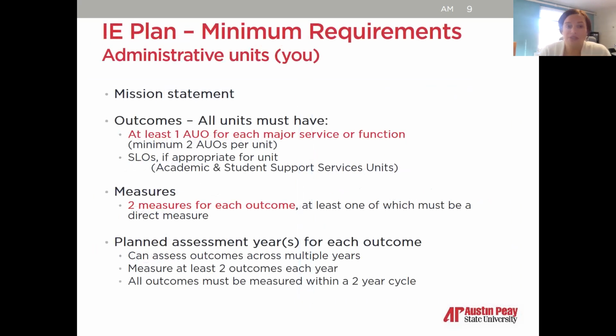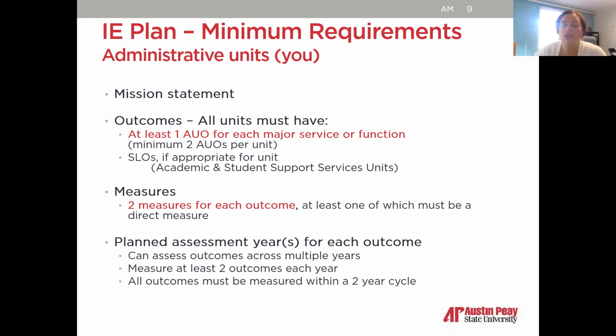So the minimum requirements for administrative, and actually academic and student support services units as well, is this. We ask that every unit have a mission statement. If you do not currently have one, we're happy to help you develop that, and we have some slides in this presentation that talk about it. But a lot of times you already have mission-type language out there, might be on your website, might be in materials that you have for your office. Somewhere out there, you've got the language of what the mission of your office is, but the mission is meant to guide your outcomes.